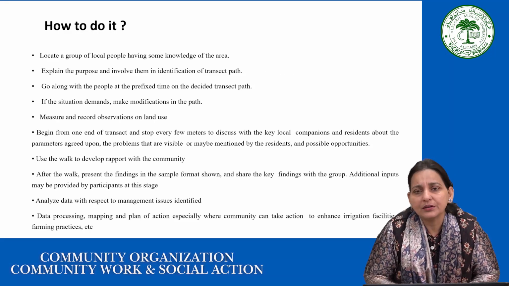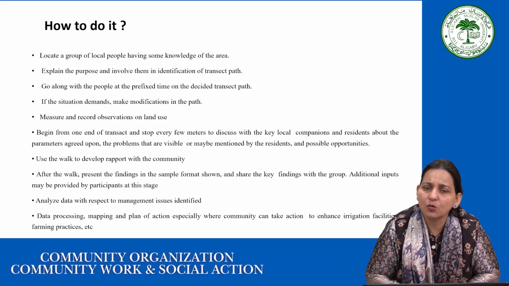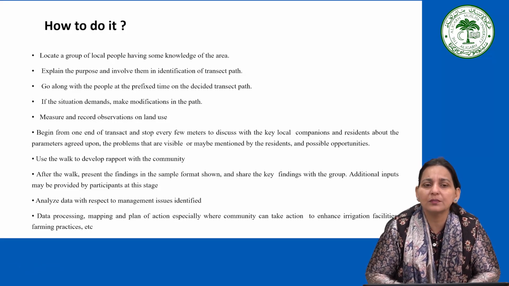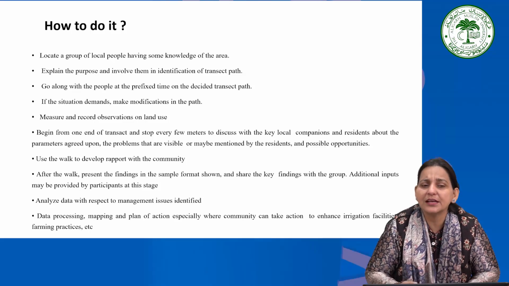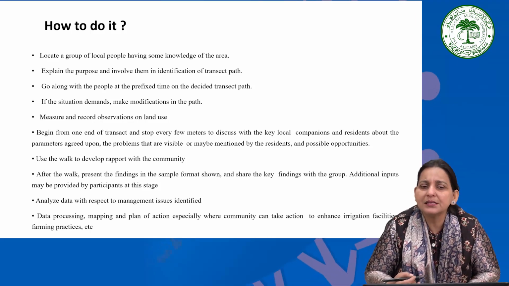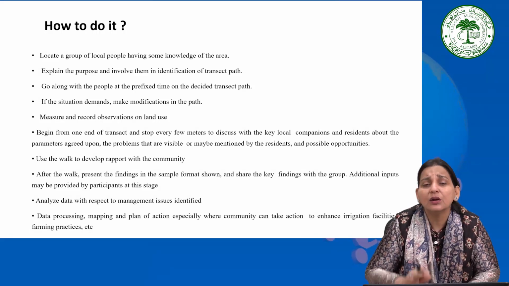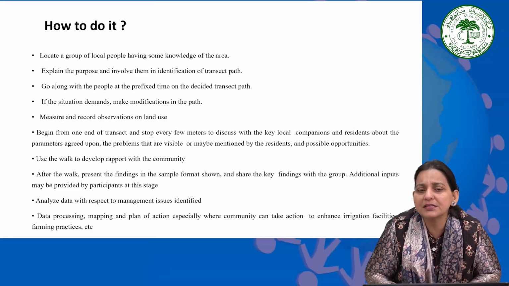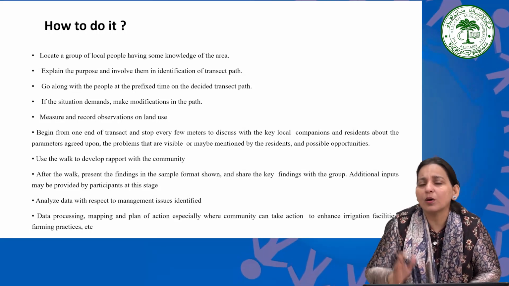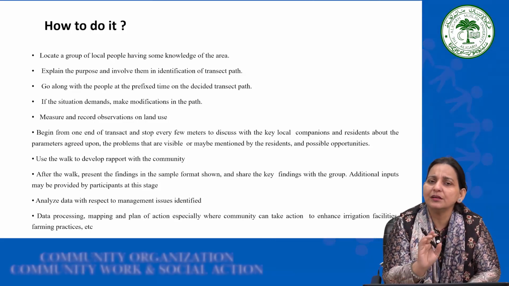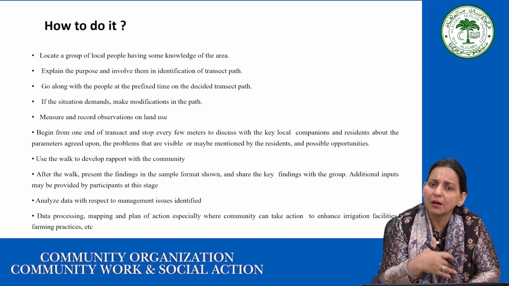Okay, how to make this transect walk, and how to do it. Locate a group of local people who have some knowledge of the area, take them along, explain the purpose, and then involve them in the whole identification of the transect path. Go along with the people at a prefixed time on the decided transect walk. It means we have to fix the timing as per the ease of the community.